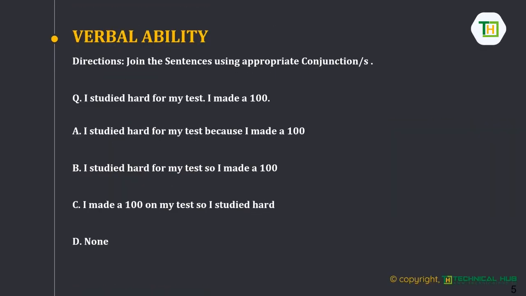The next question is about directions. Join the sentences using appropriate conjunctions. So, conjunctions. Today we have a PPT on it also. I'll try to explain adjectives and conjunctions also.